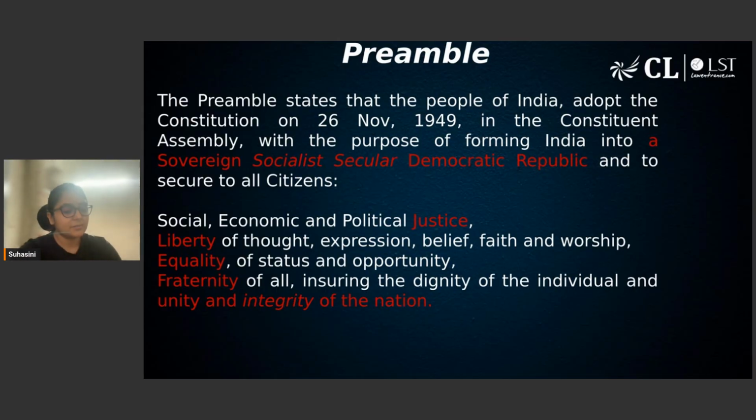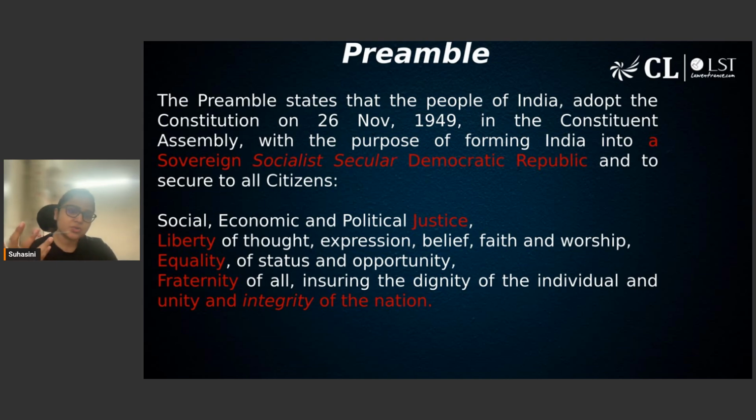So keeping that in mind, it indicates the sources of the constitution. It is the statement of objectives of the constitution, you can say. It serves as a challenge to the people to stick to the ideas of the constitution. It is a kind of introduction to the constitution.